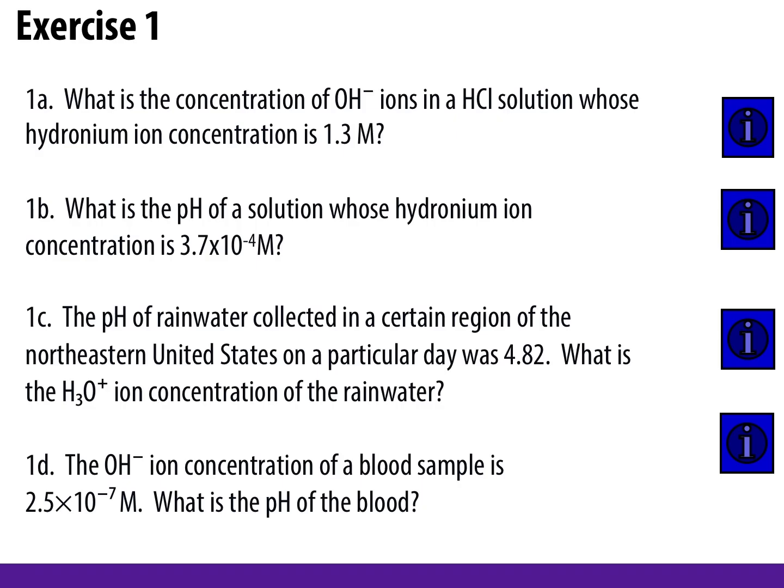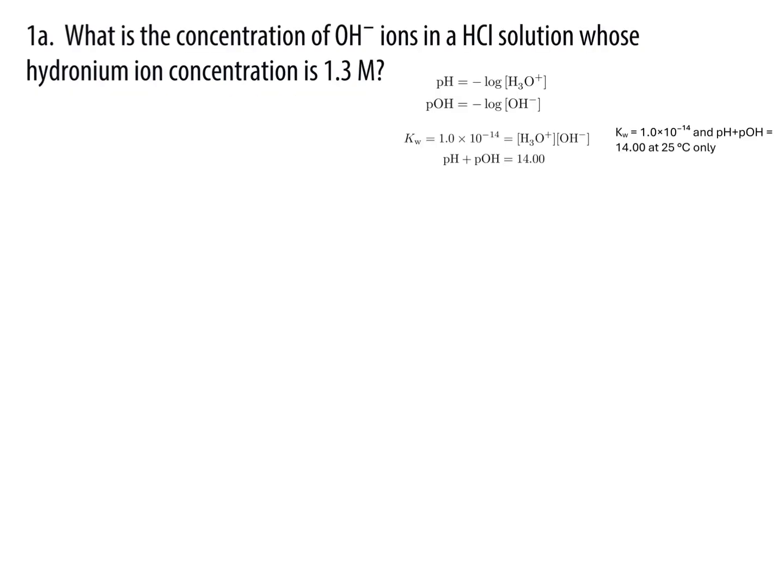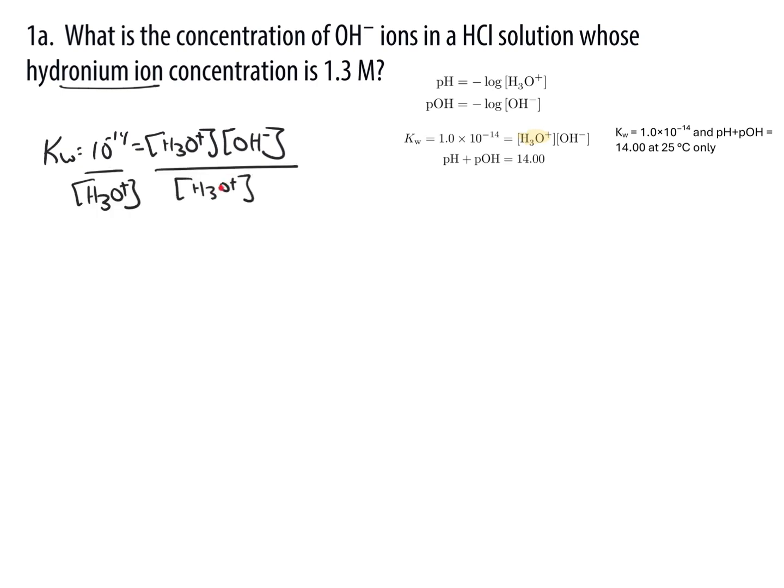Here's our first quantitative set of problems. You can use the equations on the previous slide to do these 4 example problems. So using these equations, let's see how we can get the concentration of OH-. We're given the hydronium ion concentration, that is H3O+. To solve for OH-, our Kw equation will work well. We're at 25 Celsius here unless we state otherwise in this part of the class. So H3O+ is known. We want to solve for OH-. Just divide both sides by H3O+.